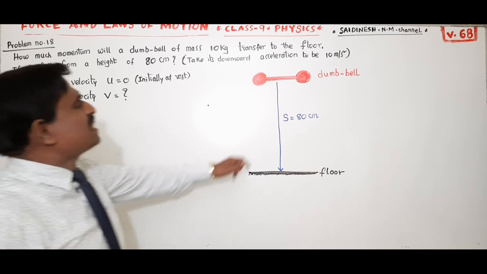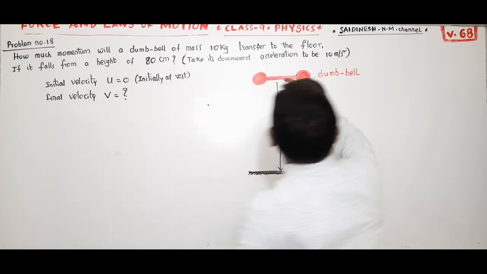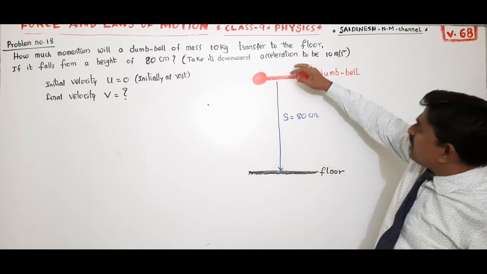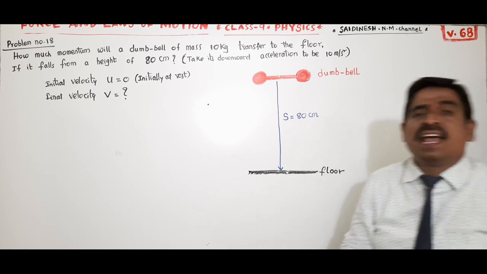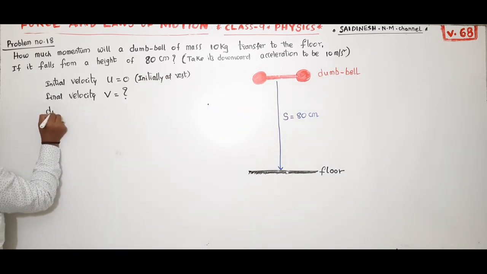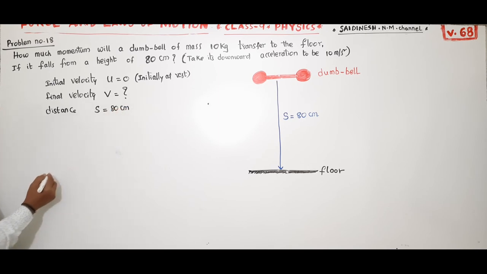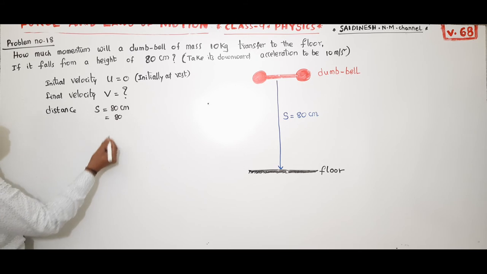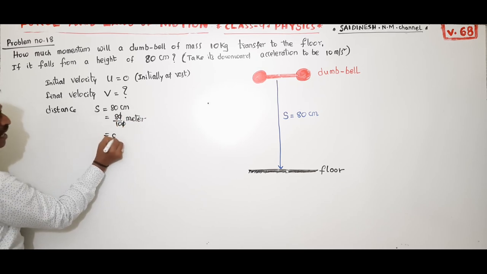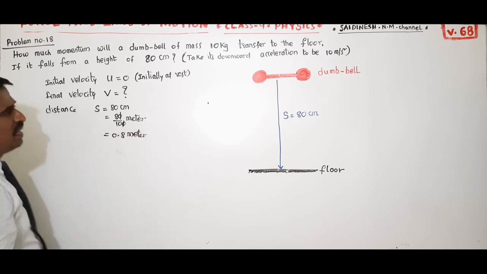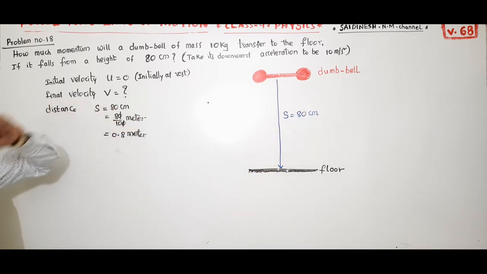Now, it is at a height of 80 cm. It is traveling a distance of 80 cm from top to bottom. Distance traveled S is equal to 80 cm. Now, 80 cm we have to convert into meter. Divided by 100, it is converted into meter. 8 by 10, 0.8 meter. This distance traveled is 80 cm, otherwise 0.8 meter.